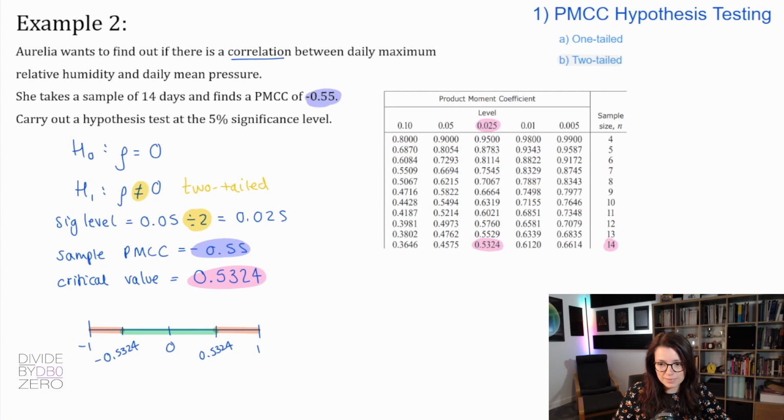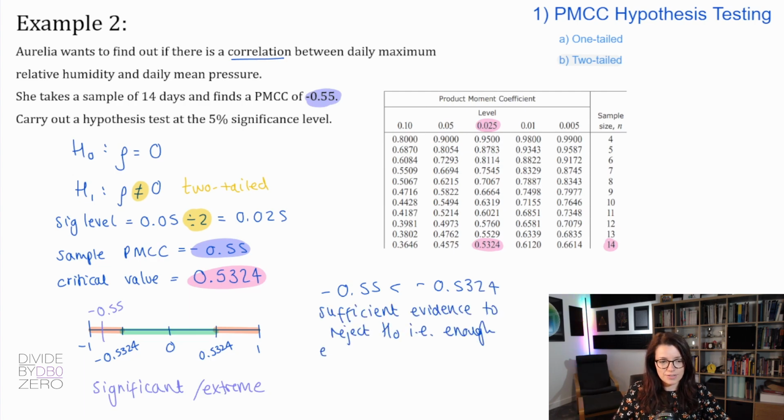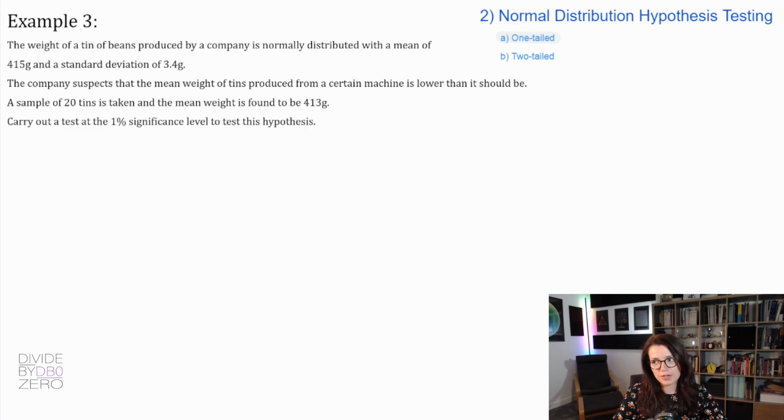The sample PMCC in this case is negative 0.55. That is significant or extreme. So we would write negative 0.55 is less than negative 0.5324, means there is sufficient evidence to reject H0. So in this case, there is enough evidence to suggest that there is a correlation between daily maximum relative humidity and daily mean pressure. Moving on to normal distribution hypothesis testing, let's start with a one-tailed test.